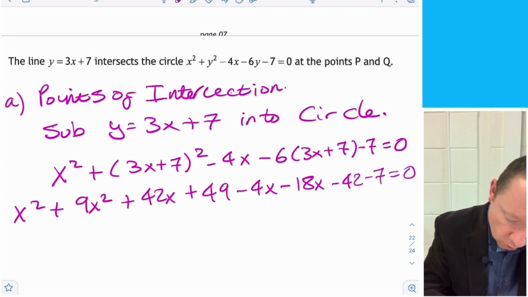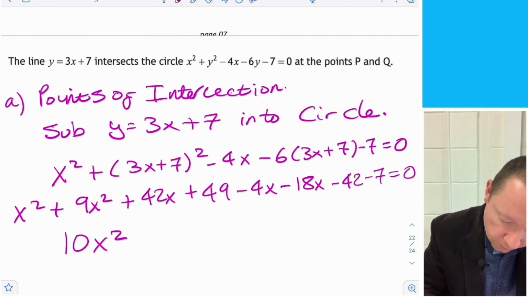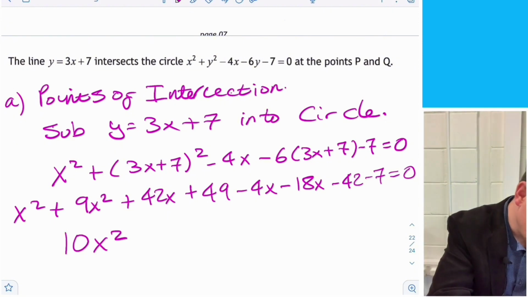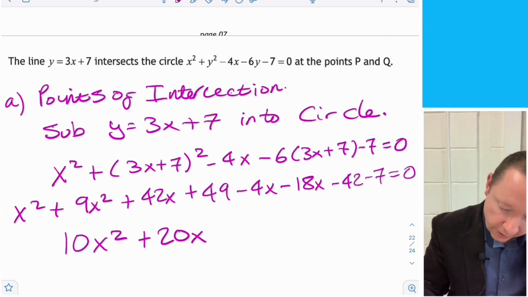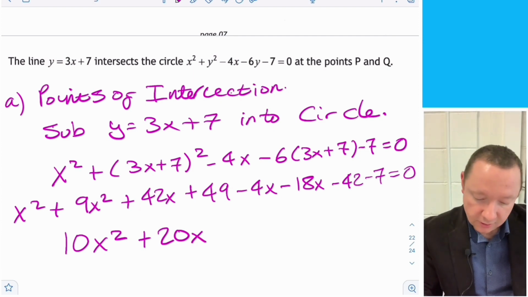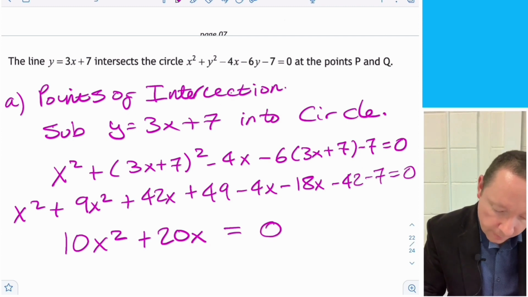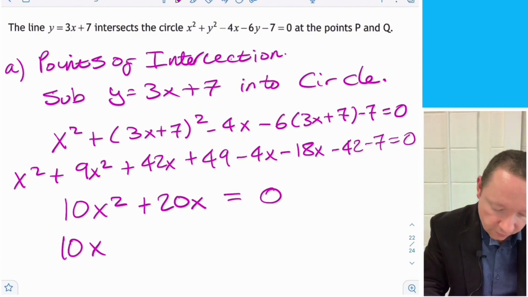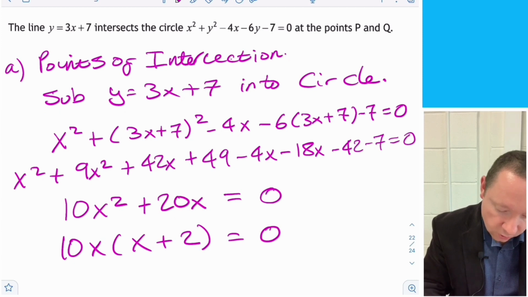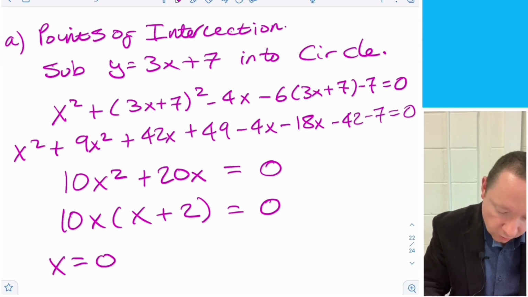So we've got in total 10x squareds. We've got 42 minus 18 minus 4, which is plus 20x. And then we've got 49 minus 42 minus 7, that's 0. So that equals 0. So we can factorise that nice and easy. 10x is a common factor, obviously. x plus 2 equals 0. So that gives me two solutions. x equals 0 or x equals minus 2.